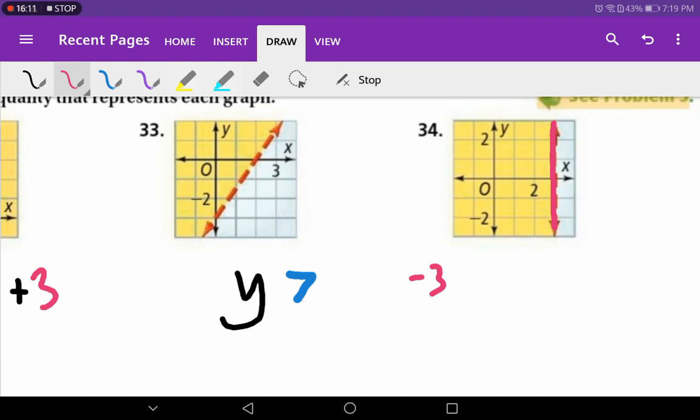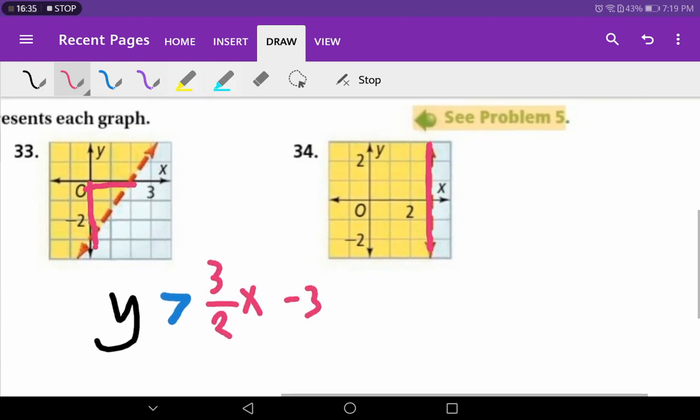And what about the x coefficient, the slope here? Okay, we have to move up 1, 2, 3. Yes, 3 up. And how many steps to the right? 1, 2. Yes. So it is 3 over 2. Okay. The last one here, it is easy.